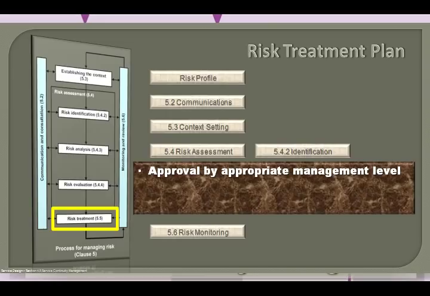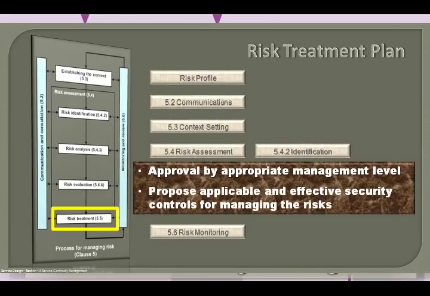The risk management plan should propose applicable and effective security controls for managing those risks. For example, an observed high risk of computer virus should be mitigated by acquiring and implementing antivirus software. A good risk management plan should contain a schedule for control implementation and responsible persons for those actions.